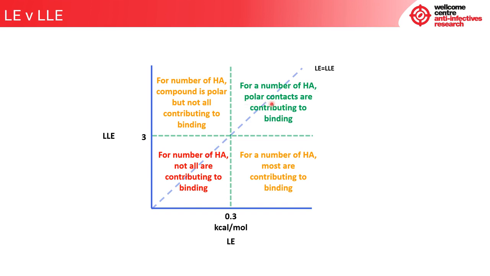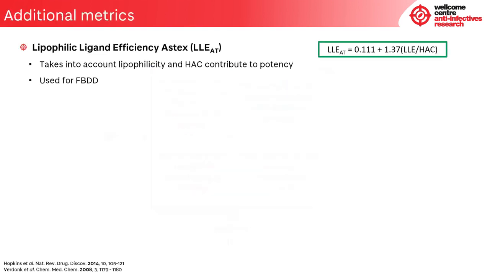Ligand efficiency and LLE are not the only metrics that you can use. You have an abbreviated version of the LLE which was developed through AstraZeneca. AstraZeneca used this LLE-AT value for fragment-based drug discovery programs, and it is often seen with other fragment-based drug discovery programs. What this does is it takes into account the lipophilicity, just like the LLE. However, now it weights the compound based upon its heavy atom count and its contribution to potency. And you can see this by the formula on the right-hand side.